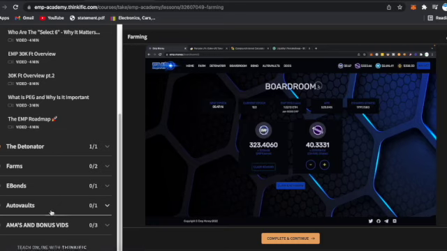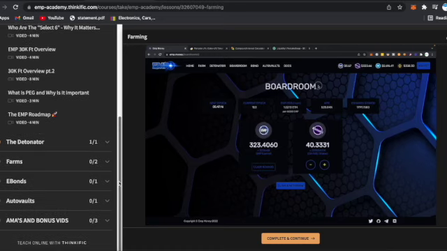Then it goes into auto vaults, not something that I'm familiar with, not something that I use. I do know that they're trying to partner with another auto vault as well, but from my understanding, it's basically instead of compounding yourself, it automatically does that for you. So it will explain that in the set of videos.